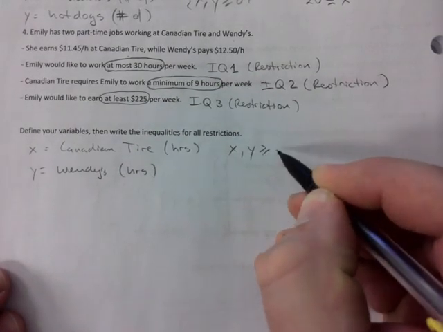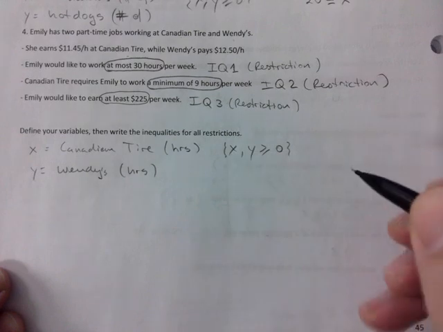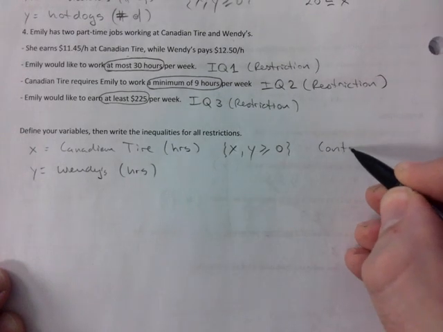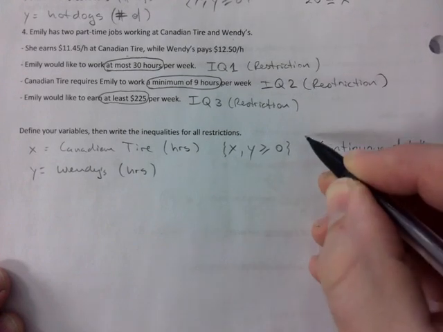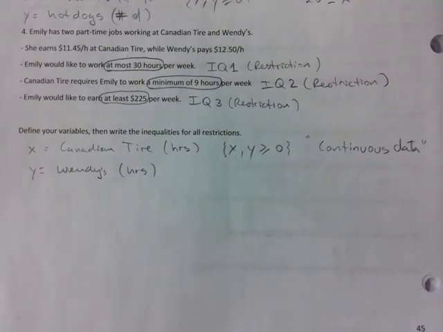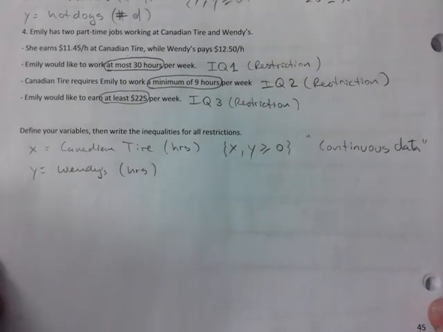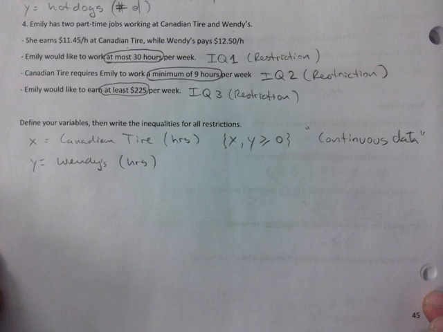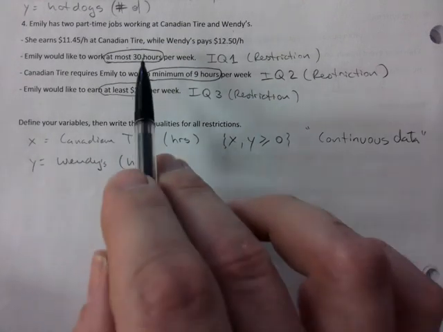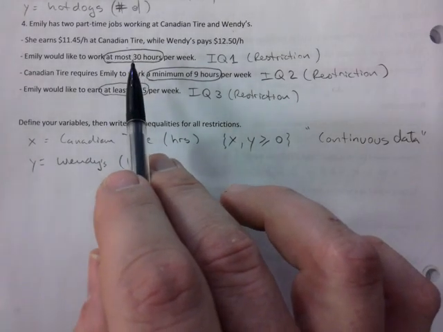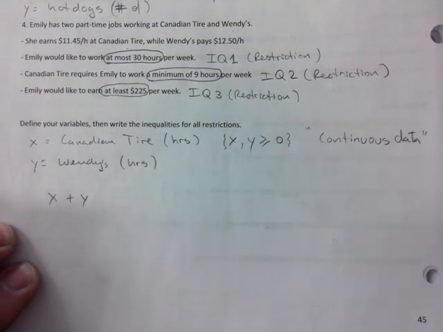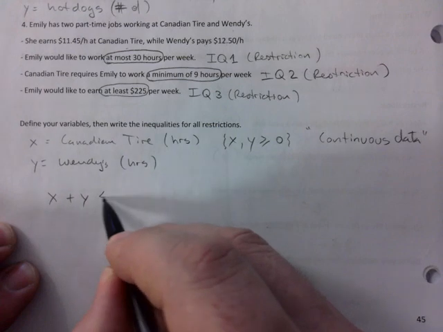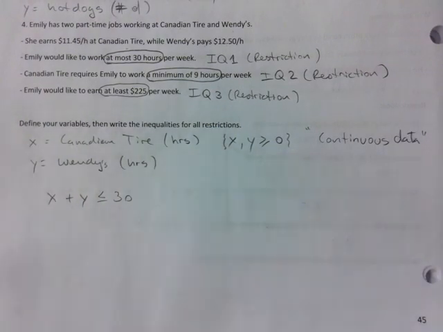And both of them have to be greater than 0. And by the way, this is an example of continuous. Okay, most data is discrete, but sometimes you have continuous, and this is one of the cases here. Okay, at most 30 hours per week. It doesn't isolate just one or the other. It doesn't say just Canadian Tire, just Wendy's. So it's both combined. So the number of hours combined is at most 30. Okay, can't work more than that.